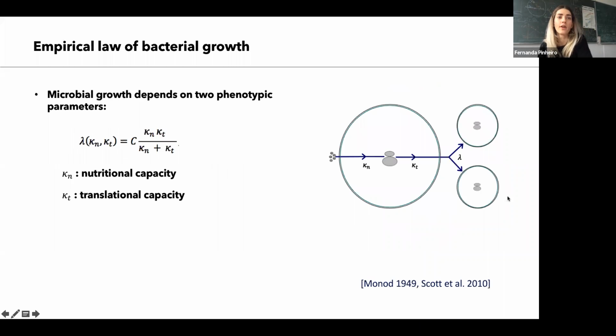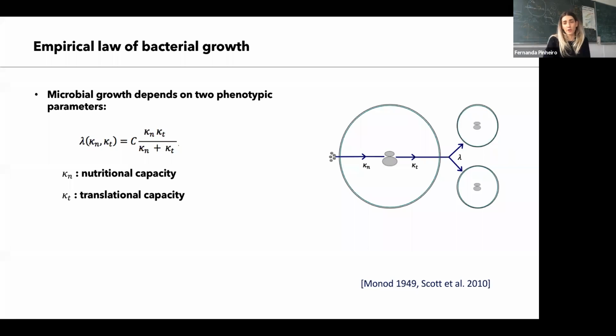Okay, so bacterial growth. For bacterial growth, we are going to use the work of Matt Scott and Terry Hwa, which very recently have established a very simple and fundamental relation that lets us describe bacterial growth in terms of two phenotypes that relate to basic cell metabolism. So here, growth is just the harmonic mean of a nutritional capacity that gives the synthesis of biomolecules from external nutrients, and a translational capacity that gives the rate of protein synthesis by ribosomes.